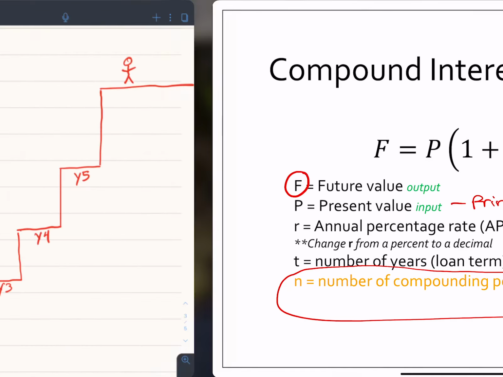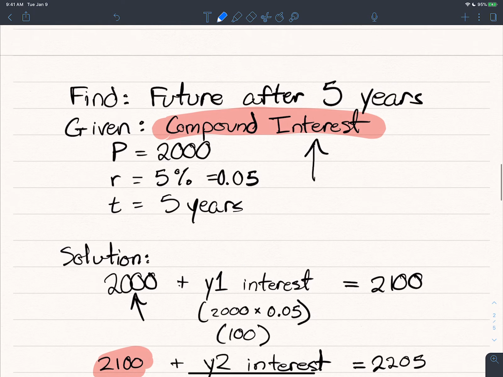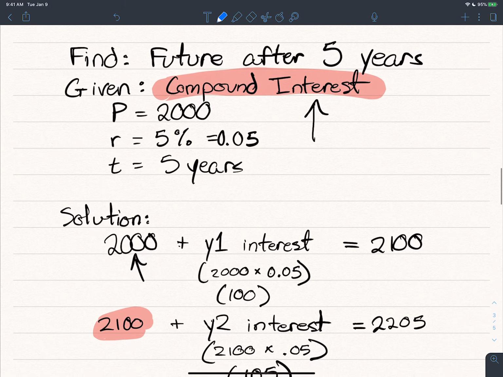So in our example here that we did, what would N be? In this example, what would N be? Anybody? How many times were we compounding in this example each year?